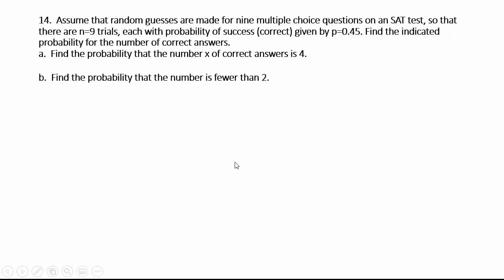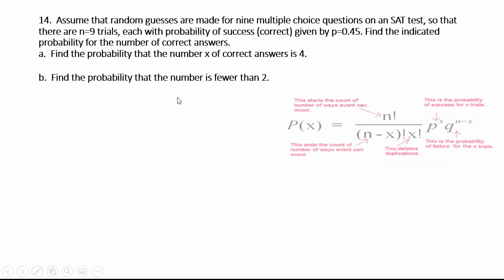All right, one more problem and then we're done for now. Assume that random guesses are made for 9 multiple choice questions on a SAT test, so that there are 9 trials, each with a probability of success given by p equals 0.45. Find the indicated probability for the number of correct answers. So we're going to find the probability that the number of correct answers is 4, and find the probability that the number is fewer than 2.